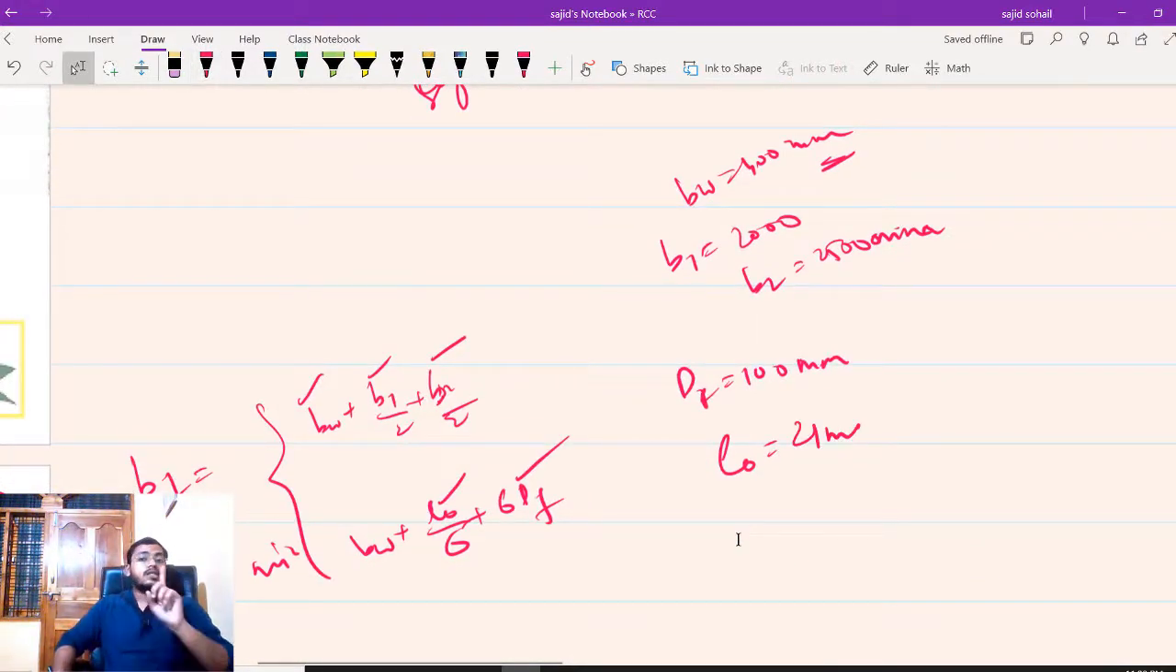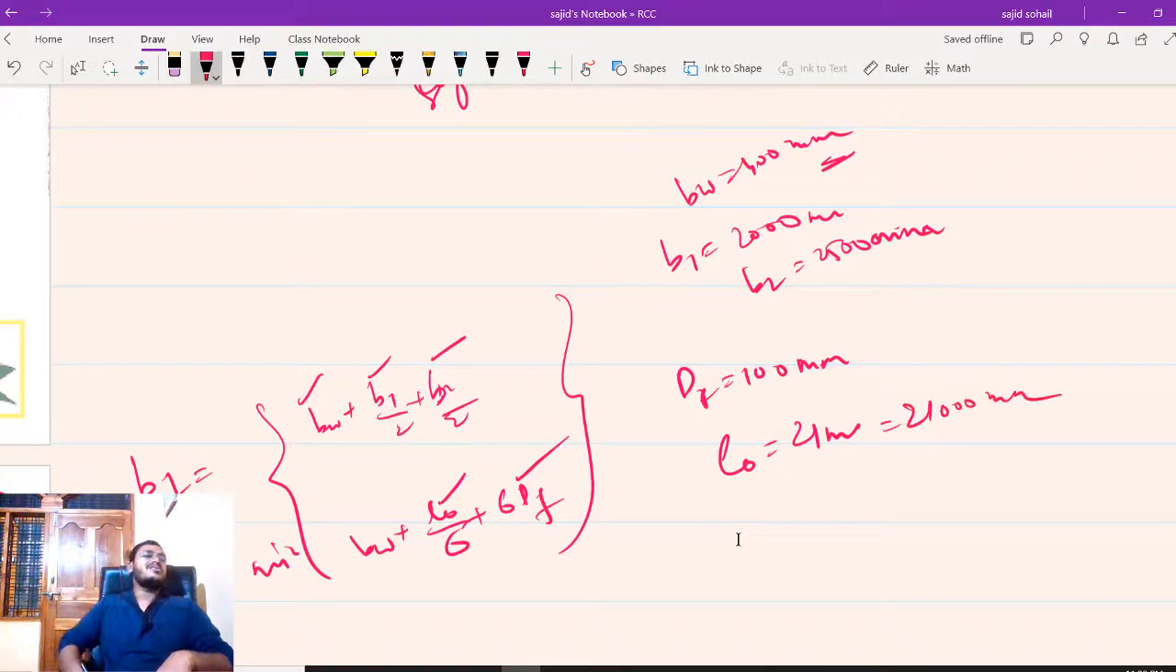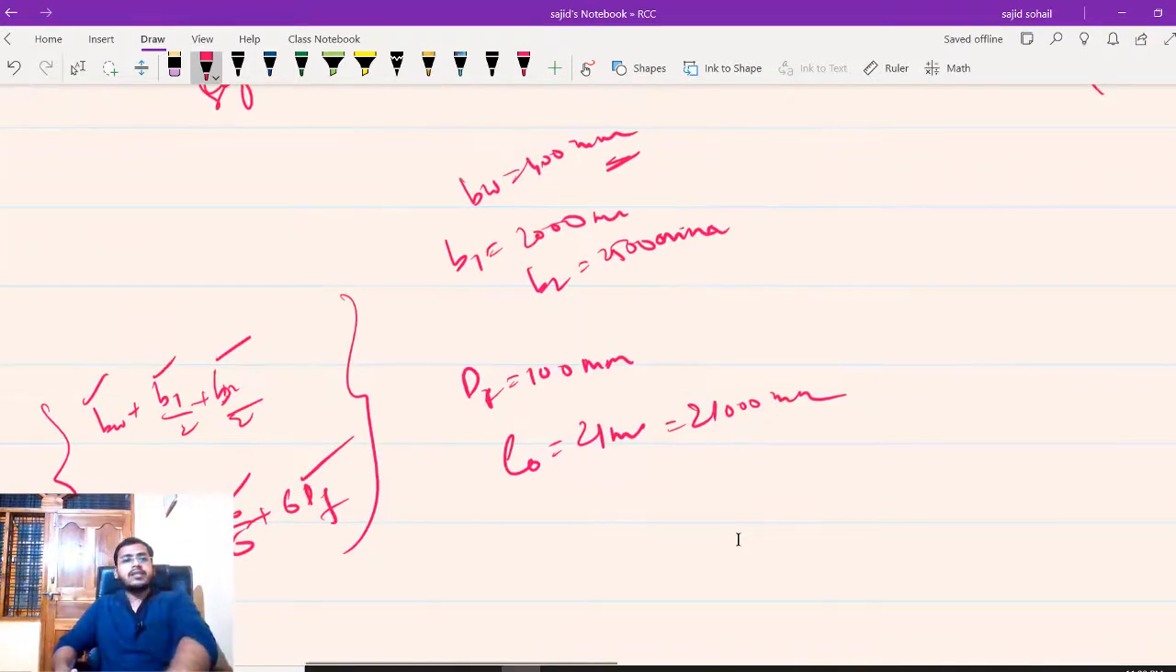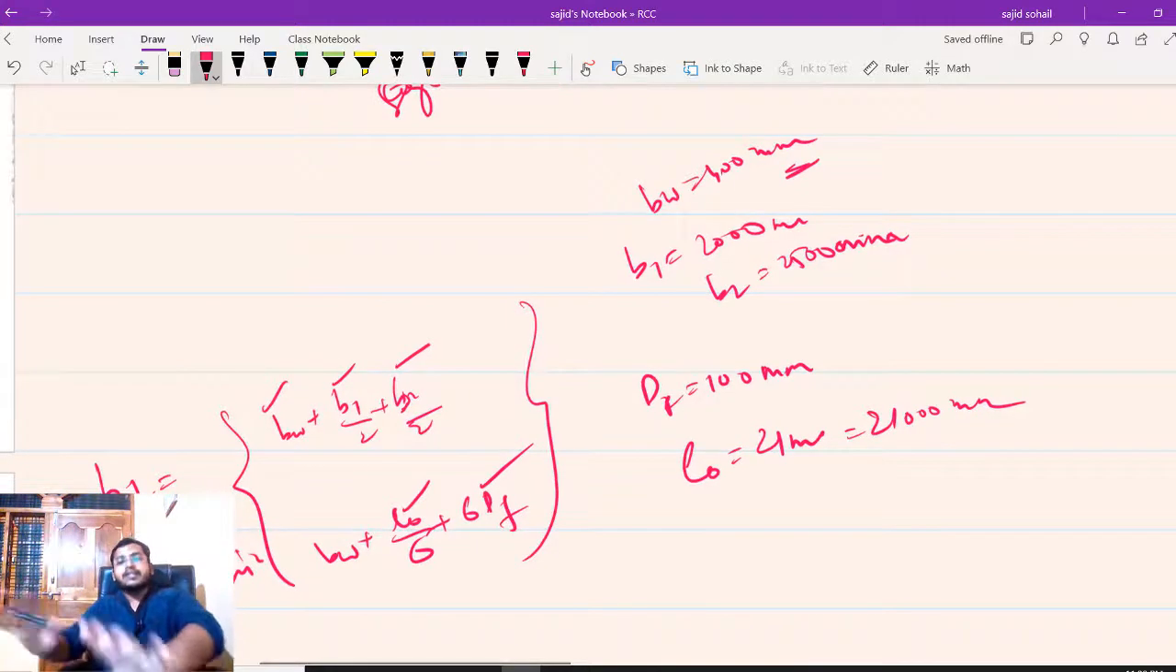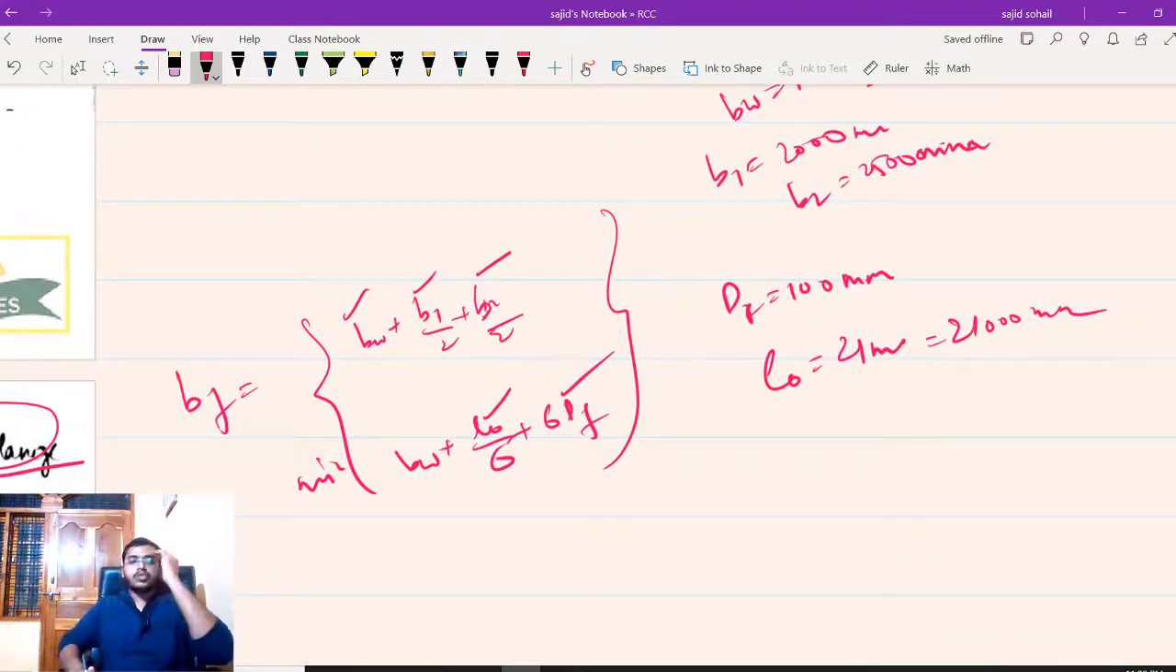So your L naught value here is 21 meters. Units are very important; whenever you are substituting, make sure you use the same units. It should not happen that you write L naught as 21 directly and the remaining values in mm. So L naught will be 21,000 mm. Just substitute and you will get your answer. But let me tell you one practical case. Here he has said the continuous beam spans around 30 meters; basically the span is not that big, you can say 6 meters, 10 meters like that. But let us see this example. So what will be your answer?